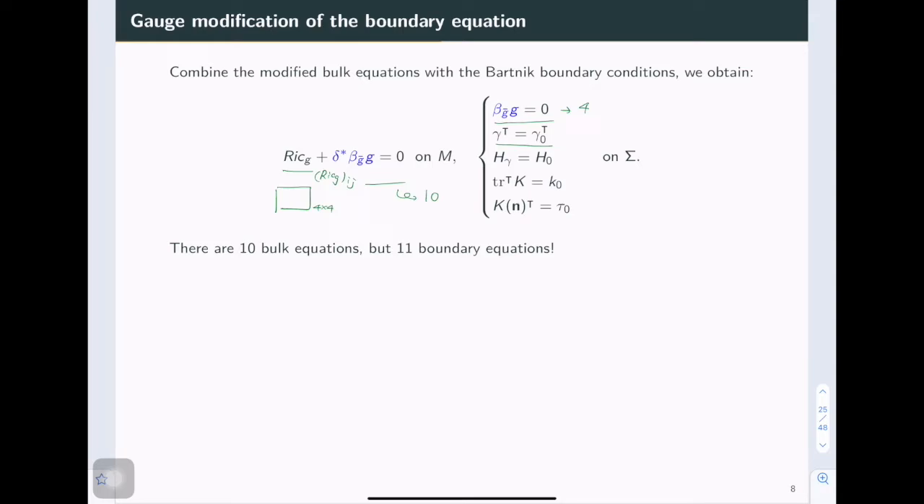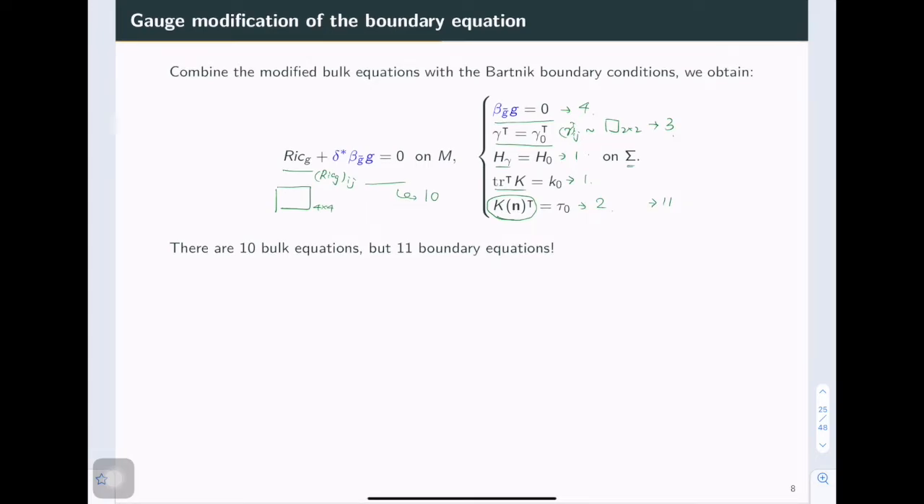The induced metric on the boundary surface sigma is a metric on a 2-dimensional manifold. So if we write it down in a coordinate chart, this can be understood as a 2x2 symmetric matrix. So it has 3 unknowns, so this equation gives rise to 3 boundary equations. The mean curvature is a scalar field on the boundary, so this gives one equation on the boundary. Similarly, the trace of a tensor is also a scalar field, so this gives rise to one equation on the boundary. This can be understood as a one form on the boundary surface, which is a two-dimensional manifold, so this gives rise to two boundary equations. Then if we add those up, we see that there are in total 11 boundary equations on sigma.